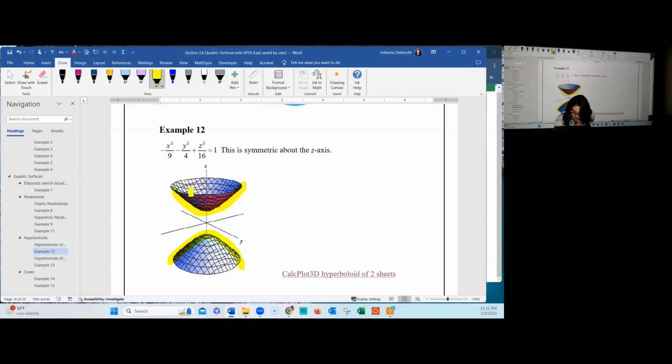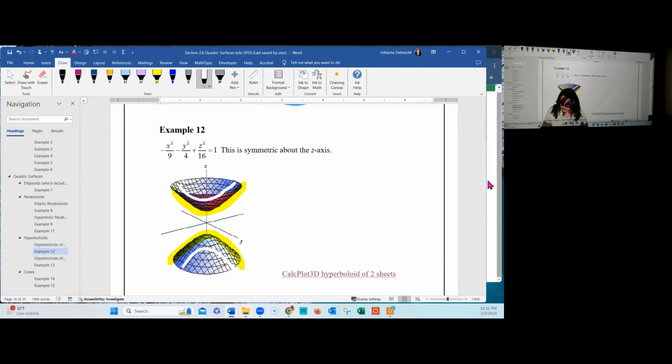But I could have another one, which is coming along like this and like this. So you can see that I do have that hyperbolic shape in there, that hyperbola. So this one is negative x squared divided by 9 minus y squared divided by 4 plus z squared divided by 16 equals 1. So we'll be symmetric about the z-axis, and we can see it does look like two sun hats sort of back to back.